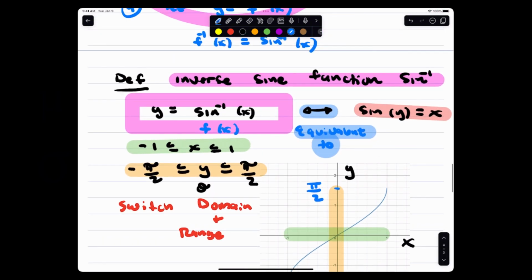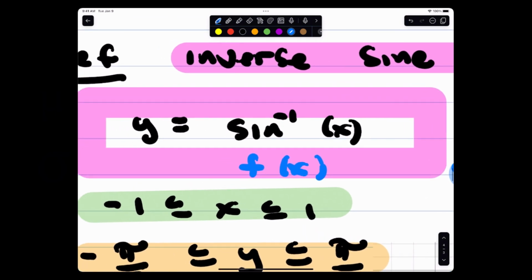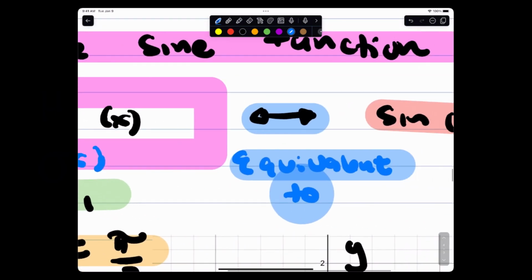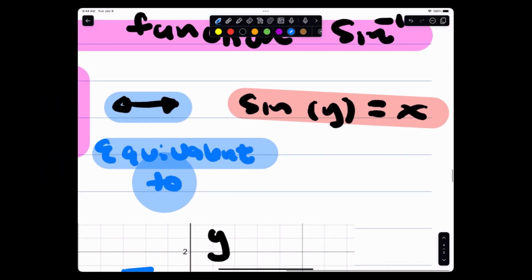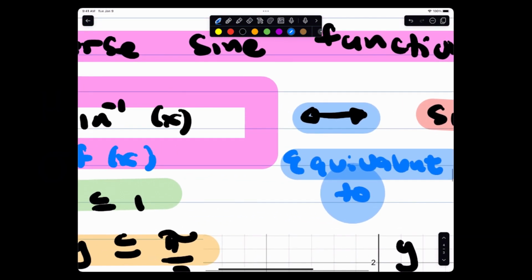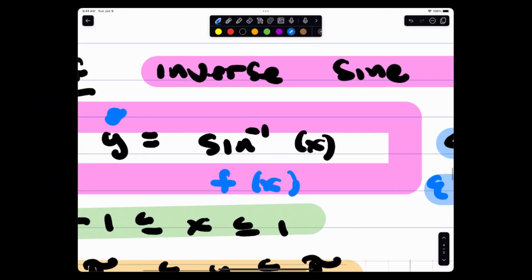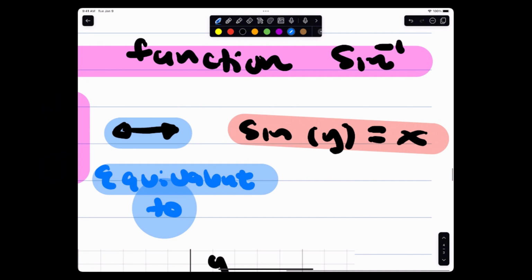Now, what is that equivalent to by definition here? You see why I say y or theta? That's equivalent to this statement here. So whenever you see your inverse sine equal to something, you're going to use this part. This is what you really use.